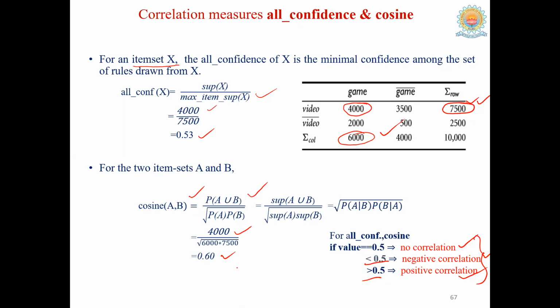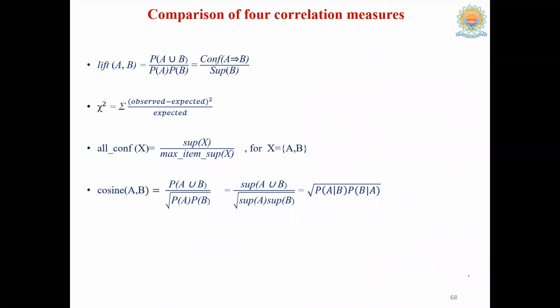Here if you observe, the lift measure and chi-square measure express that there exists a negative correlation among the items. But the all confidence and cosine measures express that there exists a positive correlation, because this is our conclusion actually. There exists a positive correlation among the item sets A and B. But all these four come under correlation measures. For the same example, these two measures say that there exists a negative correlation, but these two measures say that there exists a positive correlation. Then which one to follow, which one to trust actually?